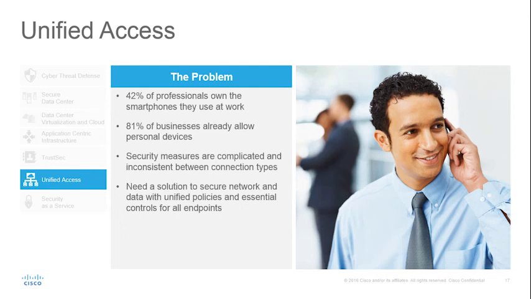In fact, research from Cisco's Internet Business Solutions Group shows that globally, 42% of white-collar professionals own the smartphones they use for work. And that same research shows that 81% of businesses already allow personal devices. Businesses must meet growing demands for bandwidth and network performance, mitigate the security risks of having company data on mobile devices, and maintain control over and visibility into the growing number of mobile users and devices accessing their networks.